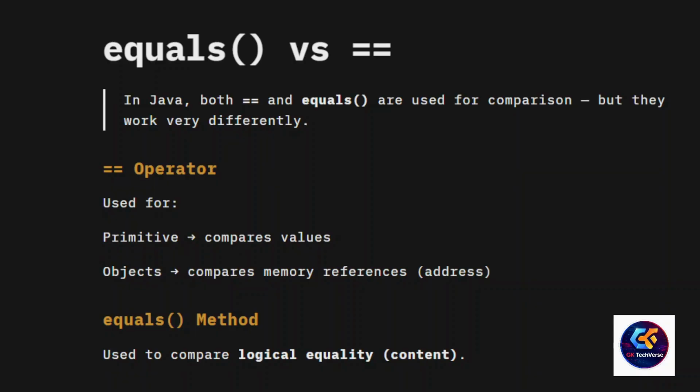Let's understand one of the most asked Java interview questions: equals versus double equals. In Java, double equals is used for comparison, but it behaves differently for primitives and objects. For primitives, it compares values, but for objects, it compares memory reference, meaning whether both variables point to the same object or not. Now, the equals method is different. It compares logical equality, or content equality.